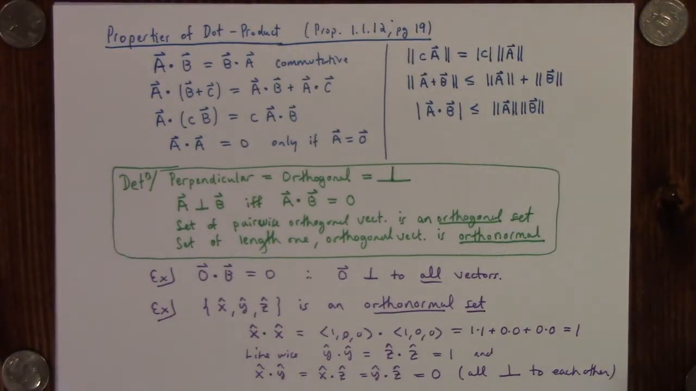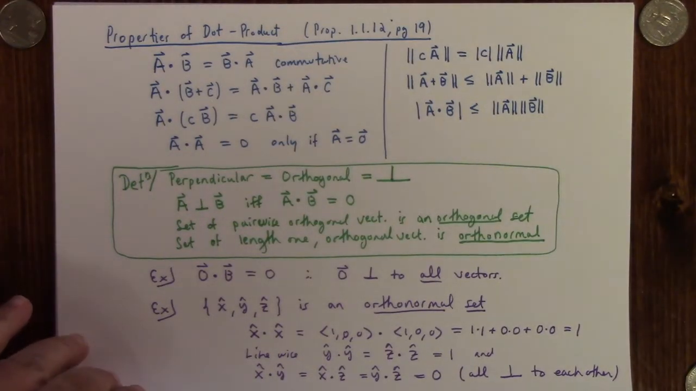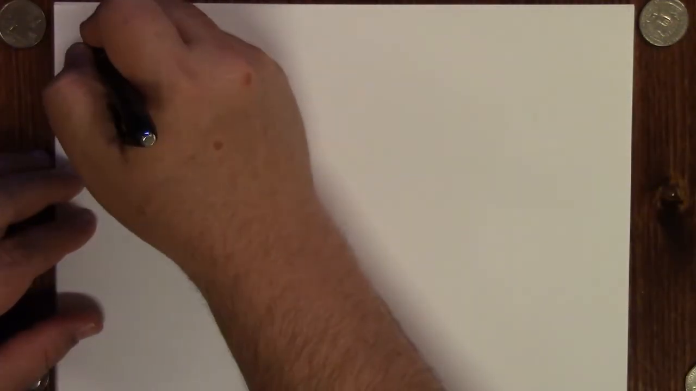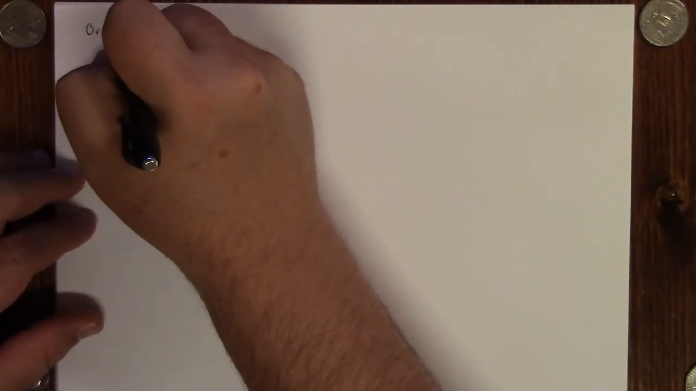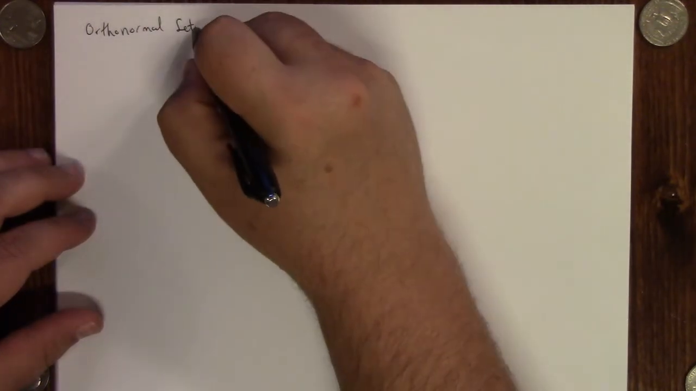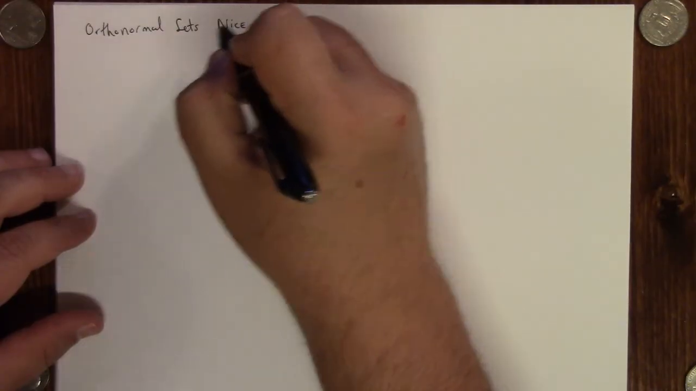So this means that the usual unit vectors x hat, y hat, z hat form an orthonormal set. Now that is super useful because, let me show you something. What's the significance of that? Well, one of the significances of that is that orthonormal sets are nice. Let me elaborate on why I say that.